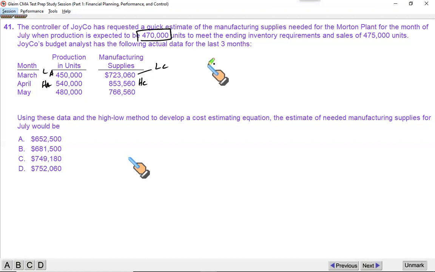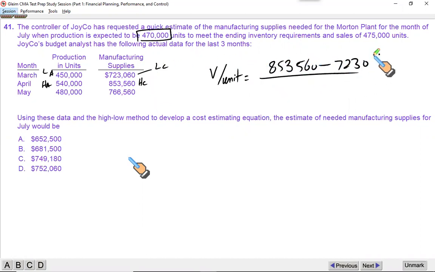Now, the next step is to calculate the variable cost per unit. This time it is not machine hours, it is per unit. So you will take the highest cost, which is 853,560, less the lowest cost, which is 723,060, divided by the units in highest activity minus lowest activity, 540 minus 450. Excellent, you saved me a lot of time. Thank you. It is 1.45. So $1.45 per unit. This is the variable cost per unit.